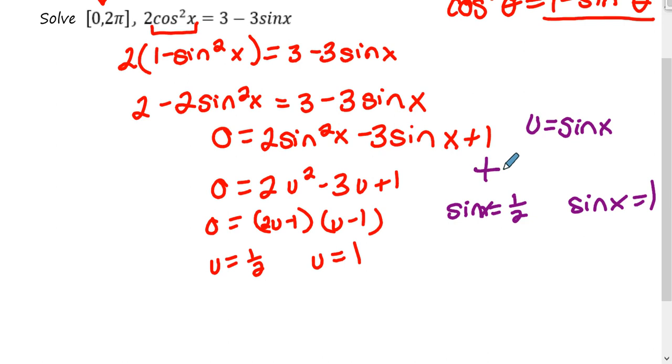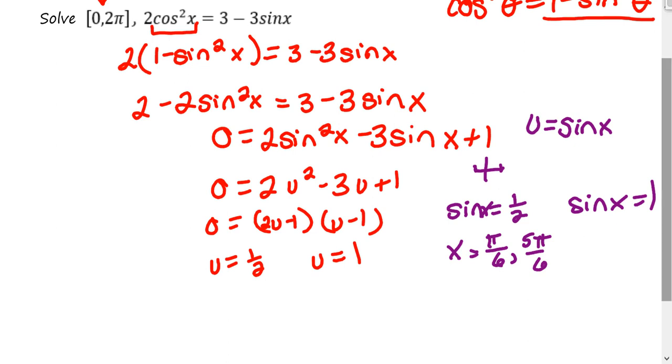So look at your unit circle. Where does the sine of x equal 1/2? That's the short side. Sine is up. And this is between 0 and 2 pi, so 1 time around the unit circle. So what's this angle? Pi over 6. And what's this angle? 5 pi over 6.